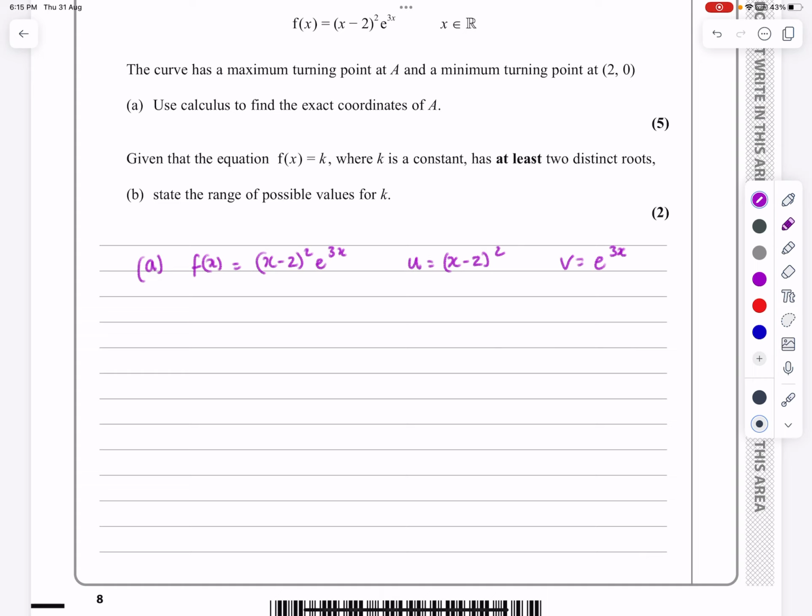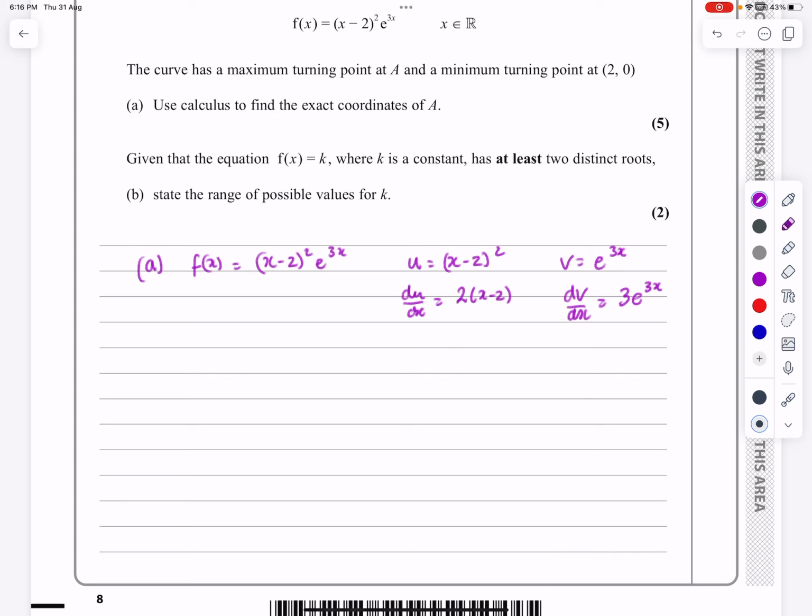When we're differentiating both of those, it's chain rule, but very simple chain rule. du by dx: something squared is 2 lots of the something, multiplied by the differential of what's inside the bracket, but the differential of x minus 2 is 1. So you can multiply by 1 if you want to. I'm just going to leave it like that. dv by dx: the differential of e to the 3x is e to the 3x multiplied by the differential of what's up there, so multiplied by 3. Most of us would be able to do that without too much bother, 3e to the 3x.